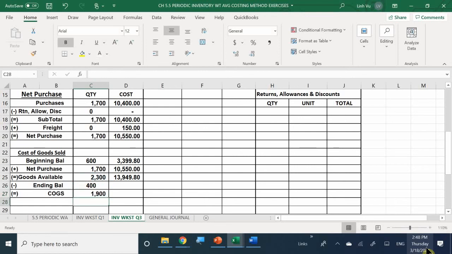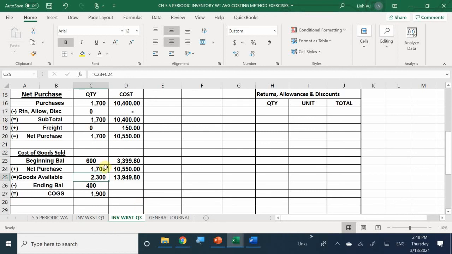1,900. Okay? So this is where we need to solve for our new average cost per item. Let's look at this. Our net purchases, right? That's not all we have. We also have to include our beginning balances because we're taking a weighted average. We're going to total up everything and divide it by the total quantity. So in this case, we're looking at 13,949.80 and we're going to divide it by our 2,300 because that is what is available.